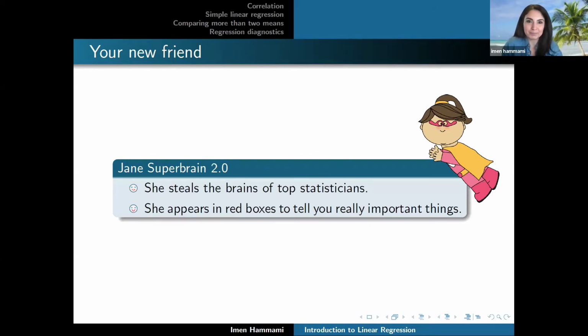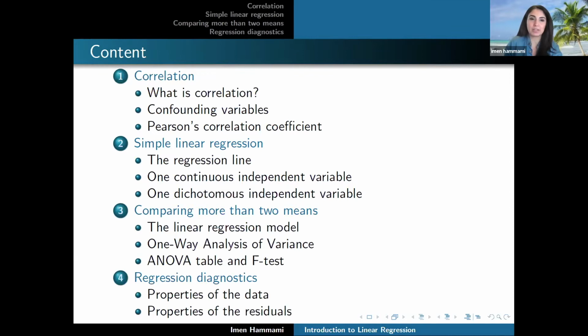So the content of this session: I'm going to talk a little bit about correlation, and then I'm going to introduce the simple linear regression model. In the third section, we're going to introduce ANOVA tables, and then we'll probably have a break and then carry on with the ANOVA and the regression diagnostics at the end.